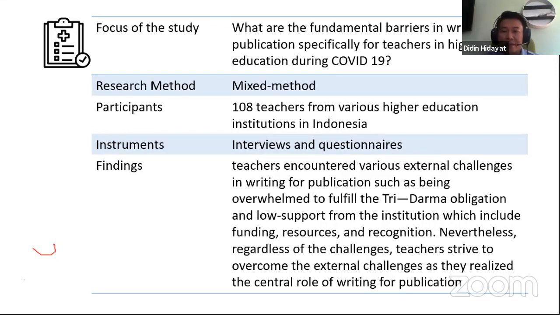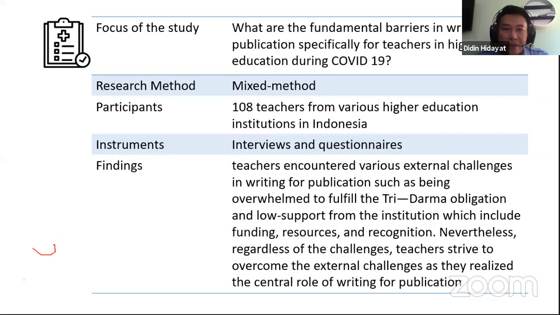Yeah, and then another challenge that they have is the low support from the institutions. This includes the funding. They would like to undertake some research, and of course, when someone would like to do research, they need to be supported with funding. Sometimes this is lacking from the institutions. And then the next one is the resources. For example, how teachers can find suitable or appropriate materials that they need to write the article. For example, access to free international journals is still limited, and this happens in some of the institutions that they are working in.